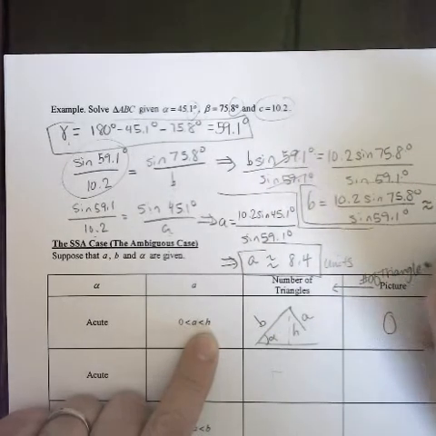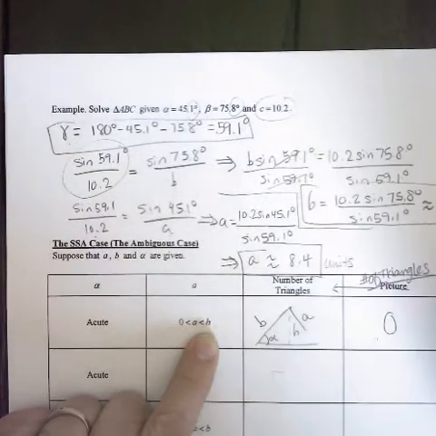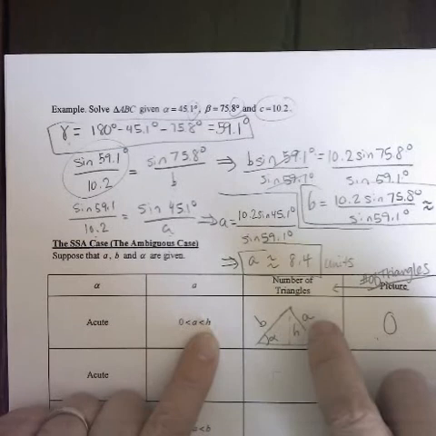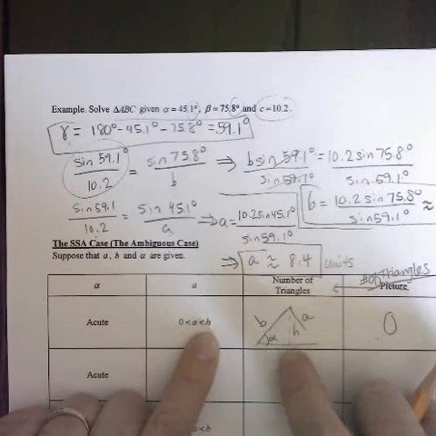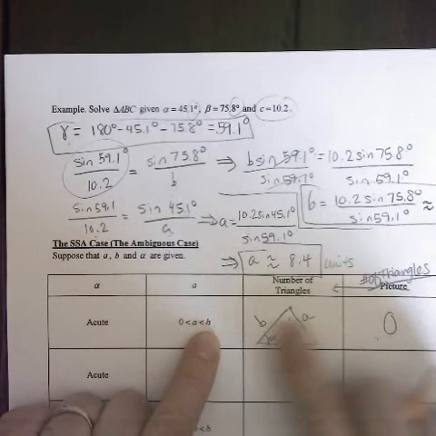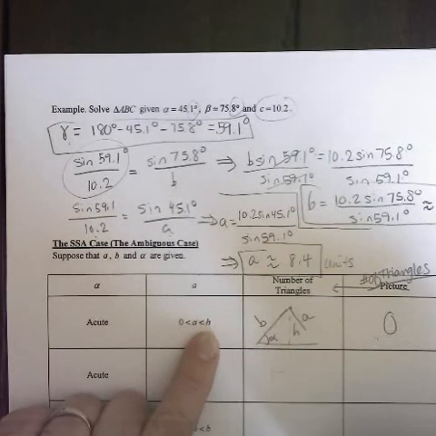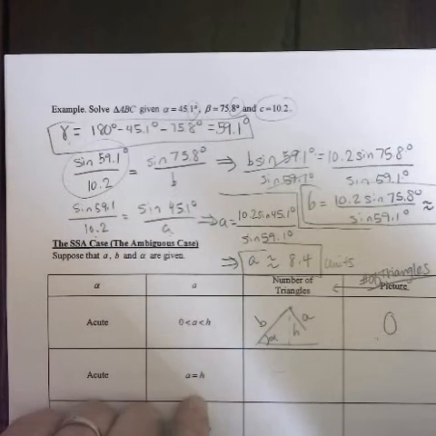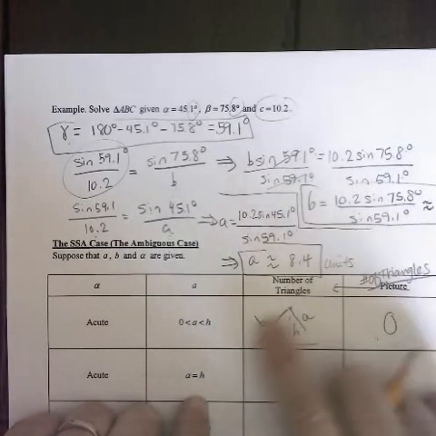Okay, so no triangle is determined if this happens. The A that's given is not long enough to reach the base of the triangle. That's why I recommend you draw it this way. It might help you see under certain circumstances how many triangles you get. And if you're not sure, the math will give you the answer as well, and we'll talk about that.